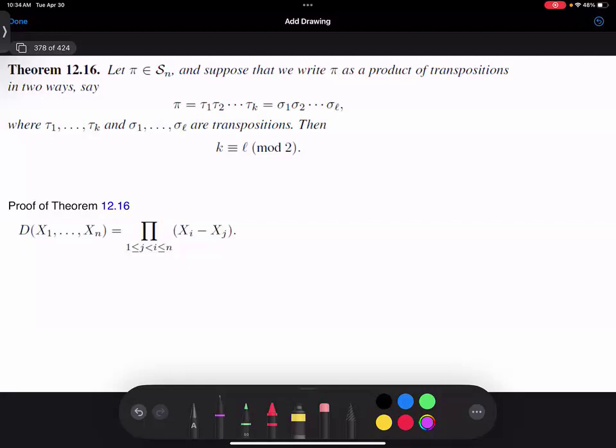So the proof of this uses an interesting polynomial called D, and it's defined as the product of all pairs xi minus xj, where the index j is less than i, and the indices are drawn from 1 to n. Does this remind you of anything we've seen recently?